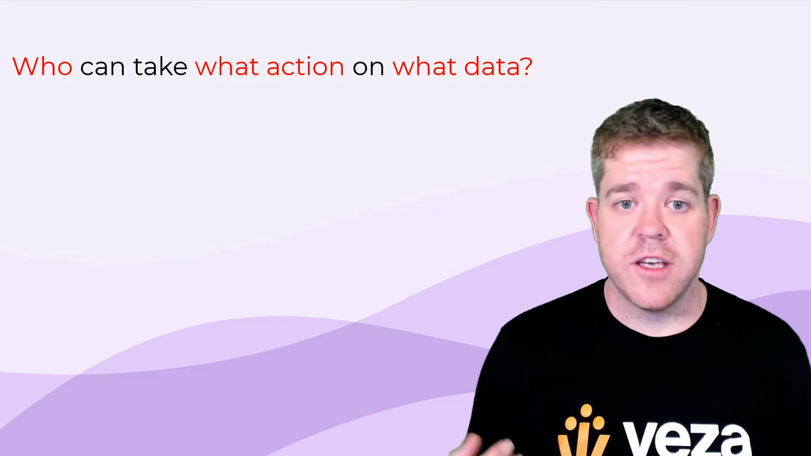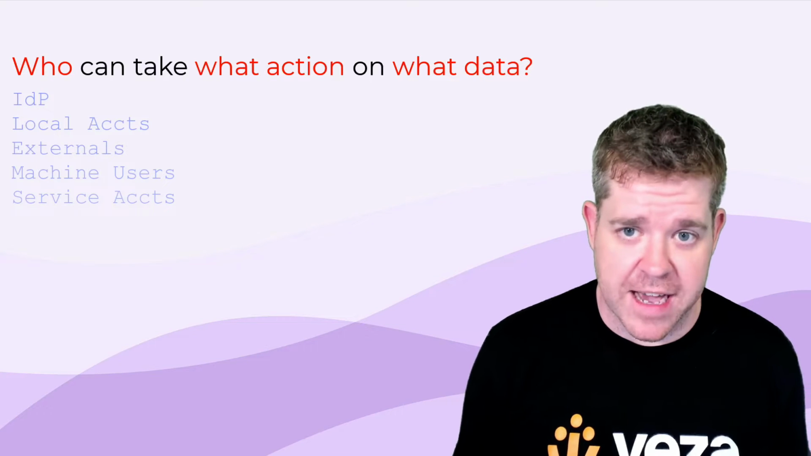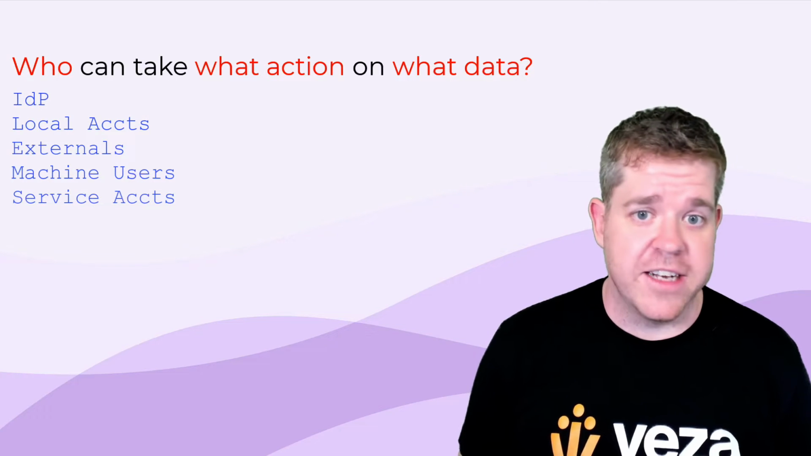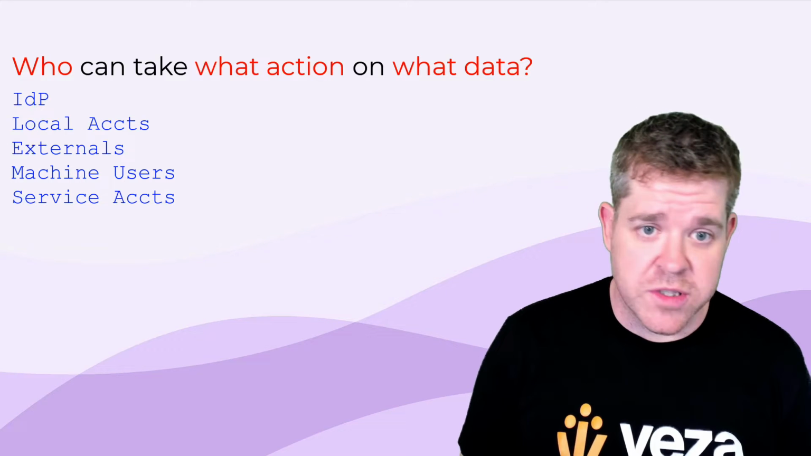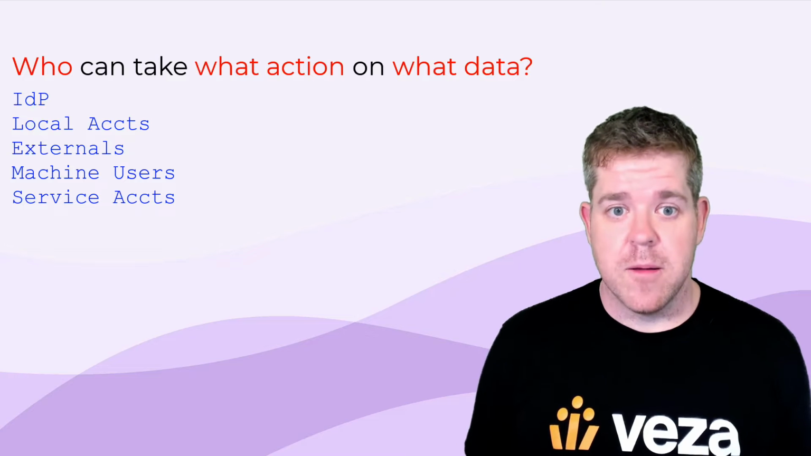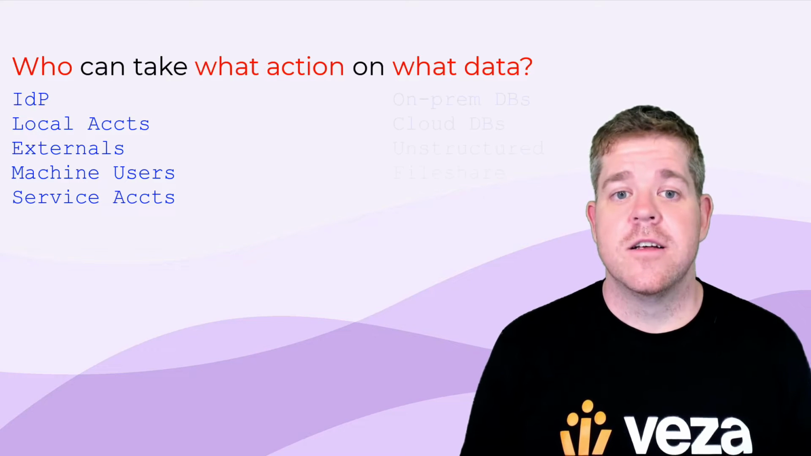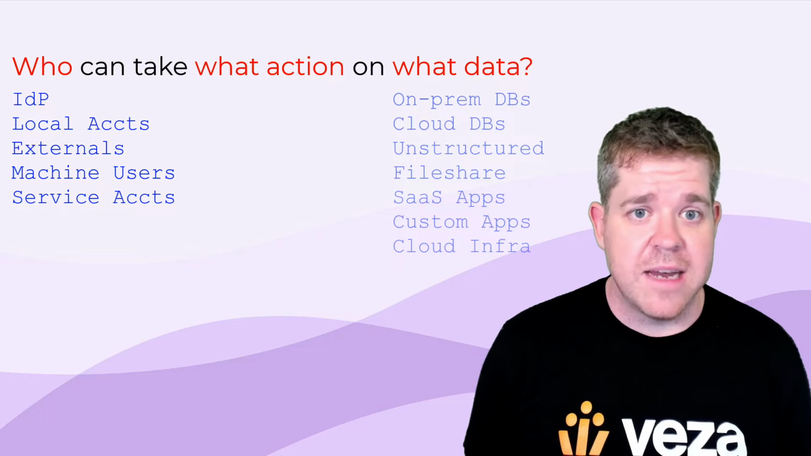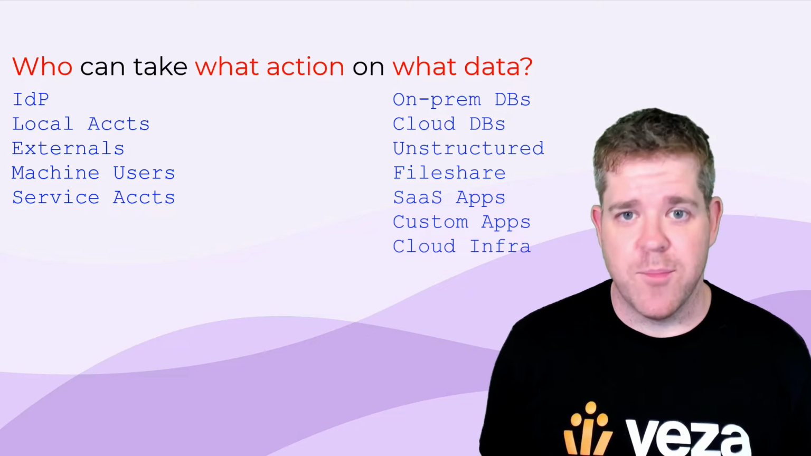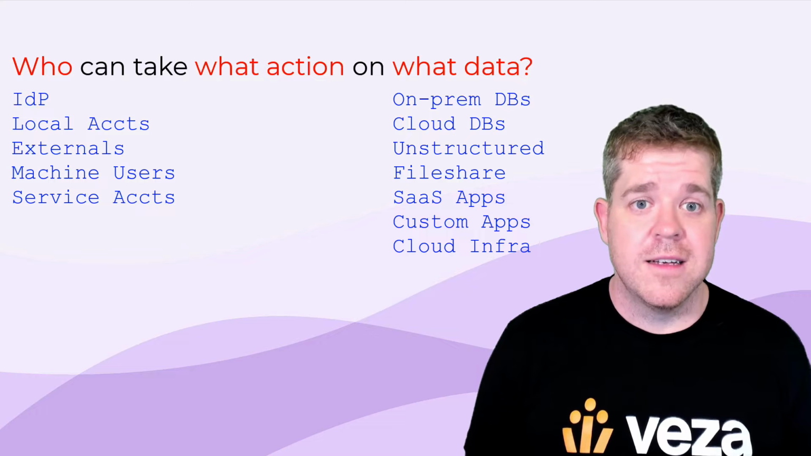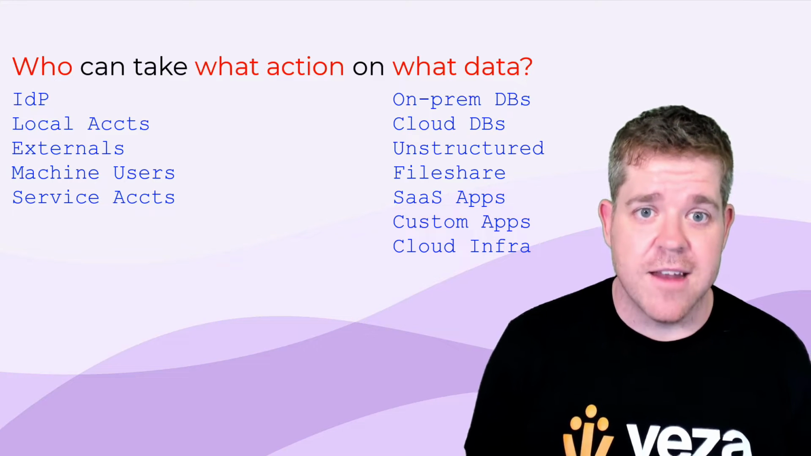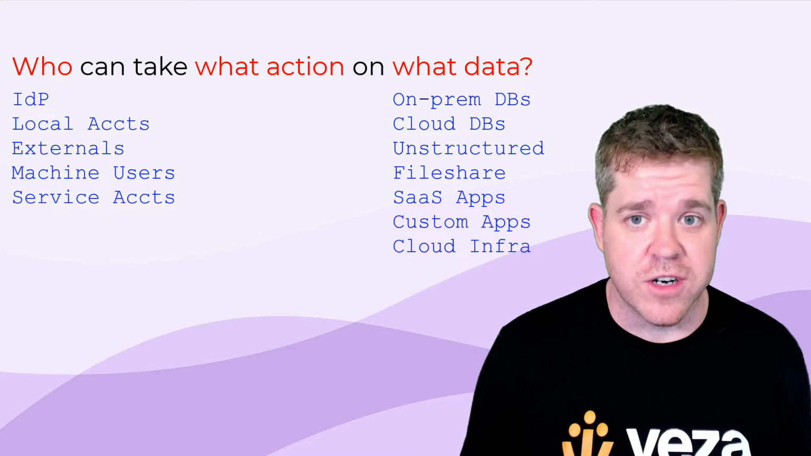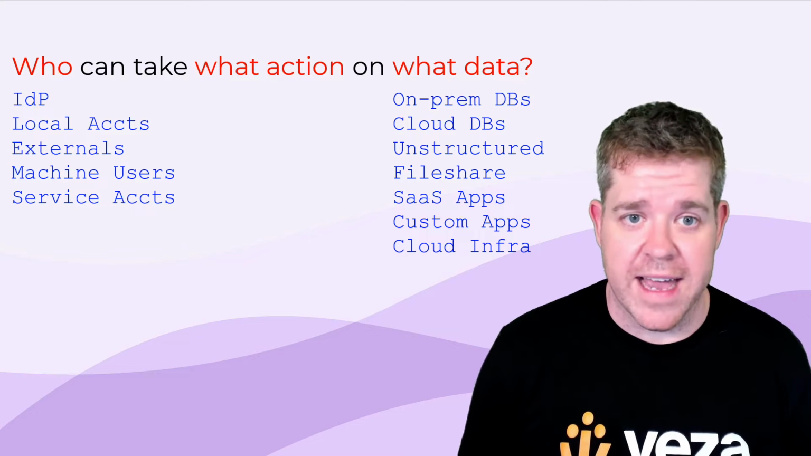Let's break it down. The who here includes human employees managed through an identity provider like Okta, local accounts managed outside of any IDP, external contractors, machine users, service accounts. And meanwhile, data encompasses structured data in on-premise or cloud databases, unstructured data in SharePoint, Box, Google Drive, sensitive data stored in SaaS apps or custom apps you've built yourself, and of course, data held in your cloud infrastructure, often across more than one provider.